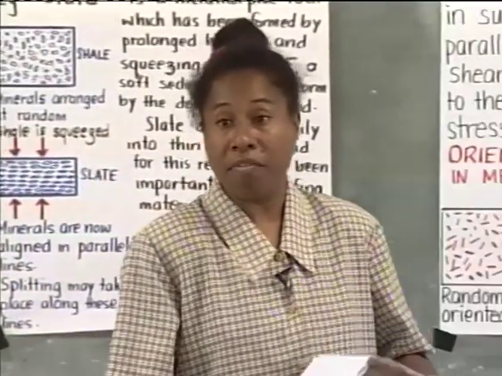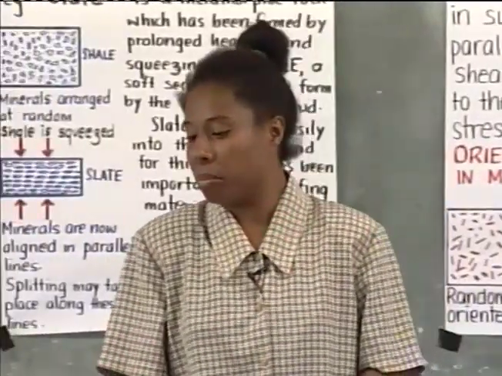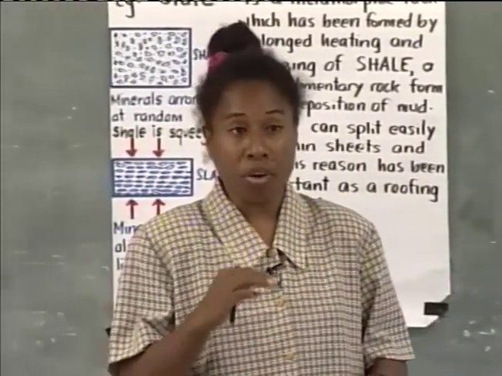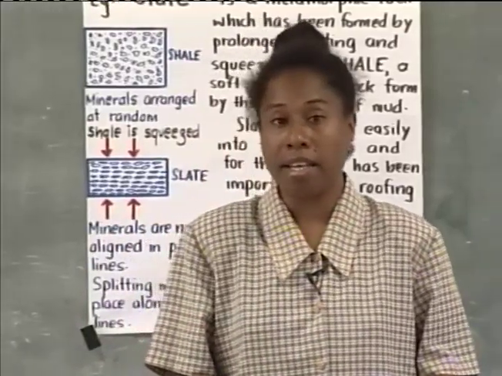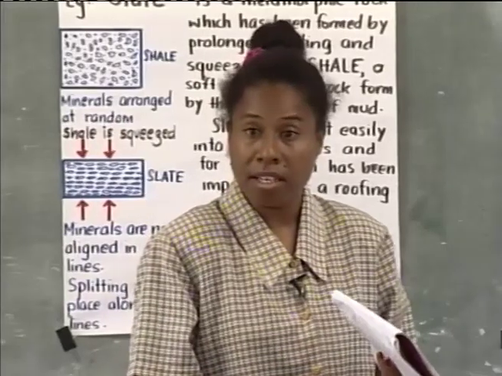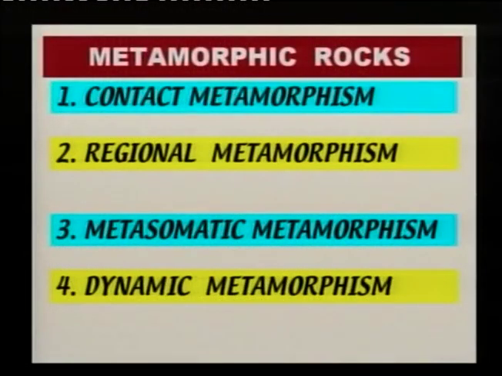The key factor, the prime agency involved in contact metamorphism, is heat. That's the main thing involved in the formation of rocks classified under the heading contact metamorphism. The prime agency for regional metamorphism would be both heat and pressure. For metasomatic metamorphism, it is to do with chemical compounds added or removed from metamorphic rocks. And finally, dynamic metamorphism has to do with direct pressure exerted on metamorphic rocks. So those are the key points that you were supposed to be able to pick up from what we looked at yesterday.